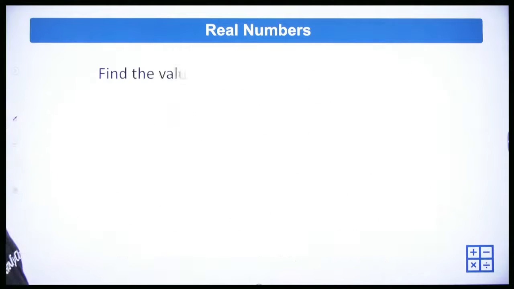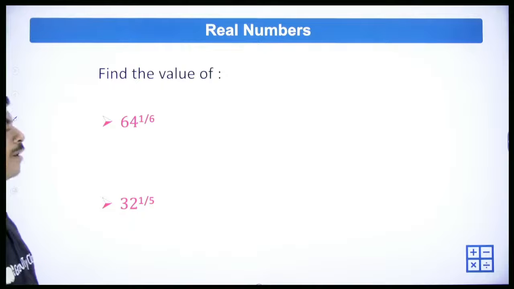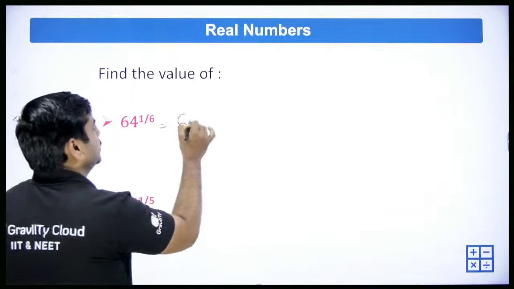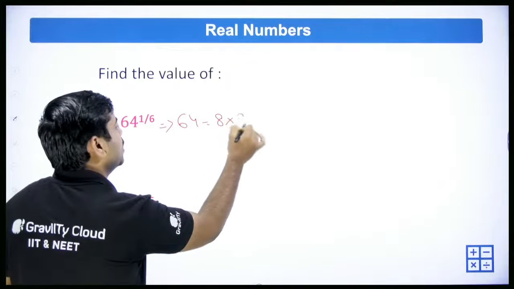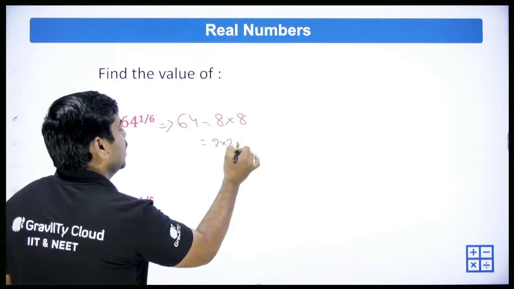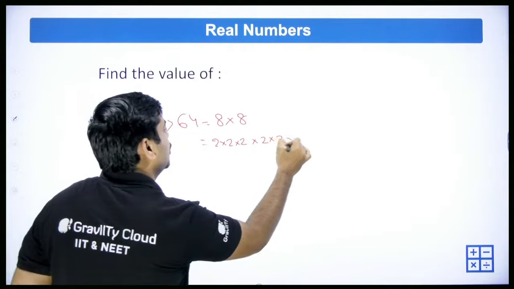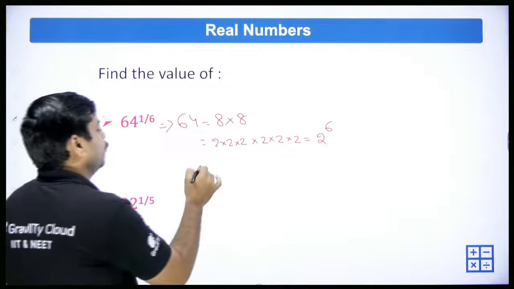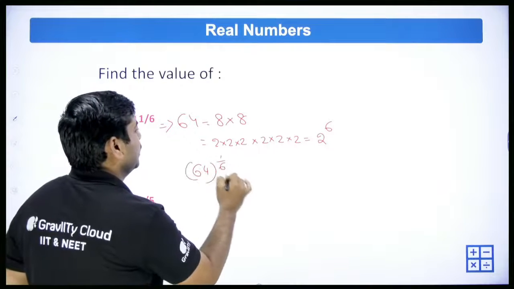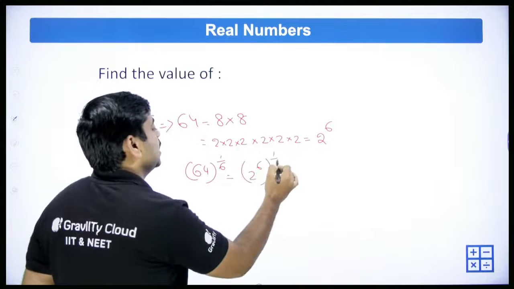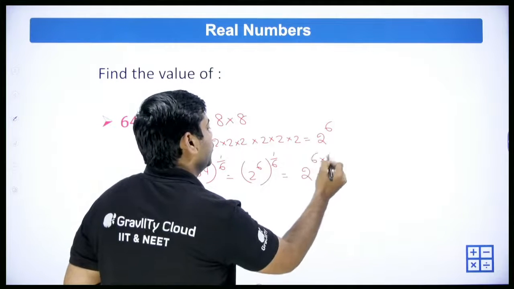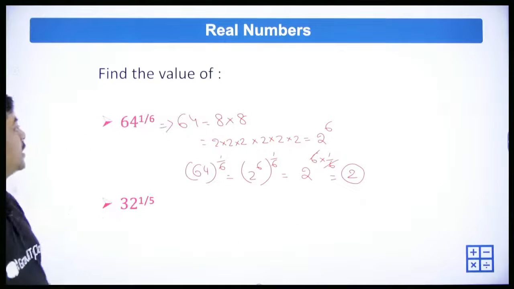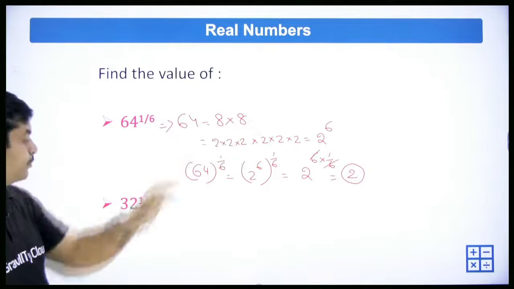So let's move forward. Find the value of 64 power 1 by 6. 64, I can write as 8 into 8. 8 as 2 into 2 into 2, and one more 8 as 2 into 2 into 2. So we can write this as 2 power 6, correct? So 64 power 1 by 6 can be written as 2 power 6 whole power 1 by 6, and we can write this as 2 power 6 into 1 by 6. So it is equal to 2. The value of 64 power 1 by 6 is 2.